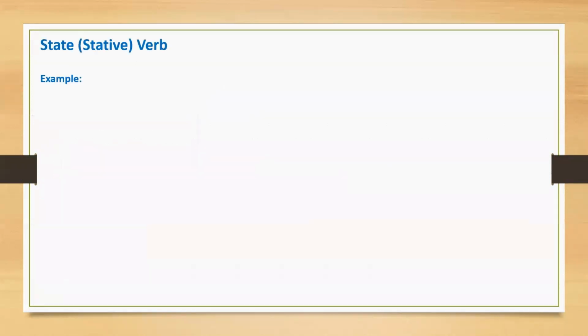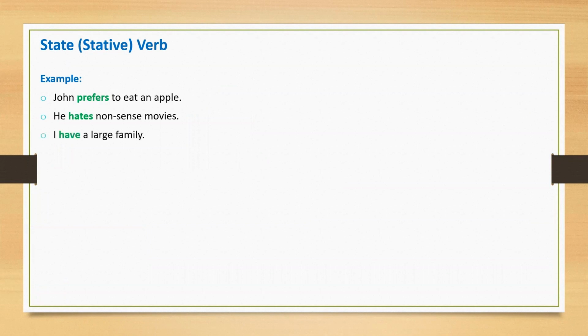Let's consider sentences with a stative verb. John prefers to eat an apple. He hates nonsense movies. I have a large family. Zara likes chocolate ice cream.